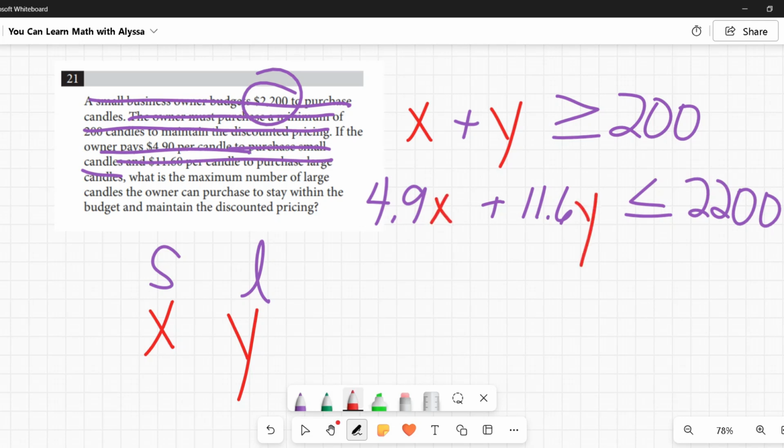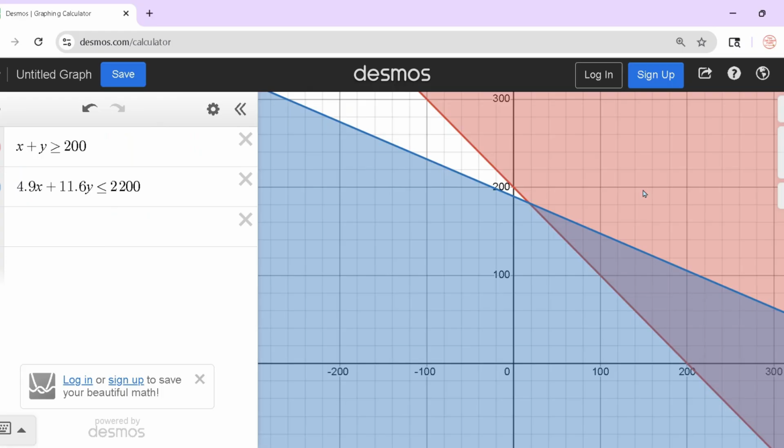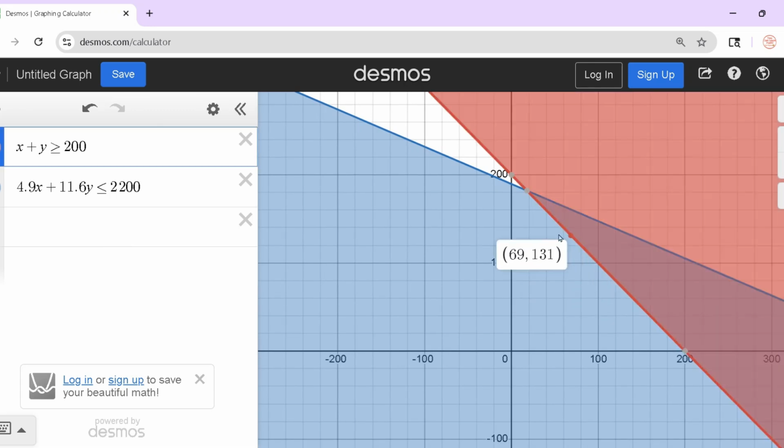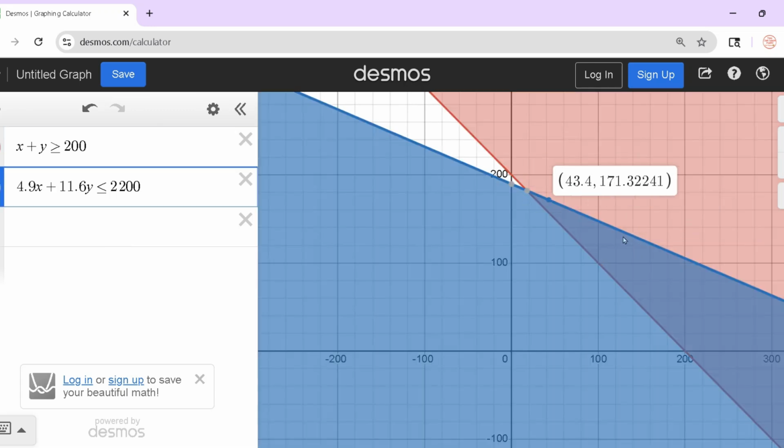Okay, so now that I have this, absolutely, I need to put this into a graphing calculator to get my answer. So let's go to Desmos and put this in there. All right, so I've got my two equations. x plus y is greater than or equal to 200, and 4.9x plus 11.6y is less than or equal to 200. The solution to this is this area over here where they overlap, because it has to be true for both of them for this to work. So anywhere in here or on the line, because it's equal to, that's why we have solid lines, less than or equal to, greater than or equal to.